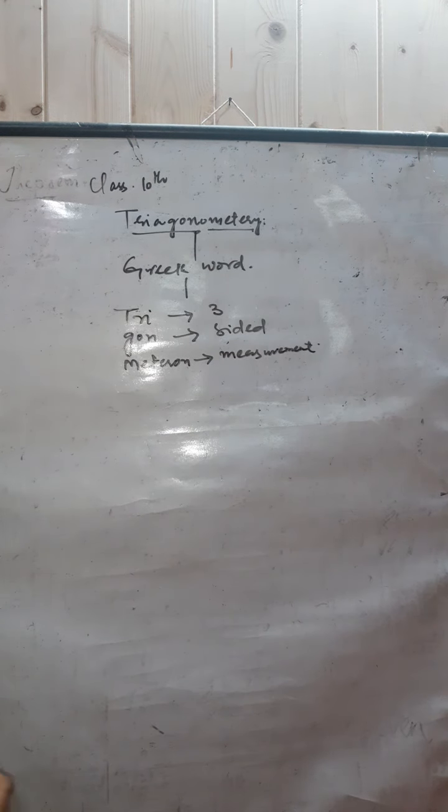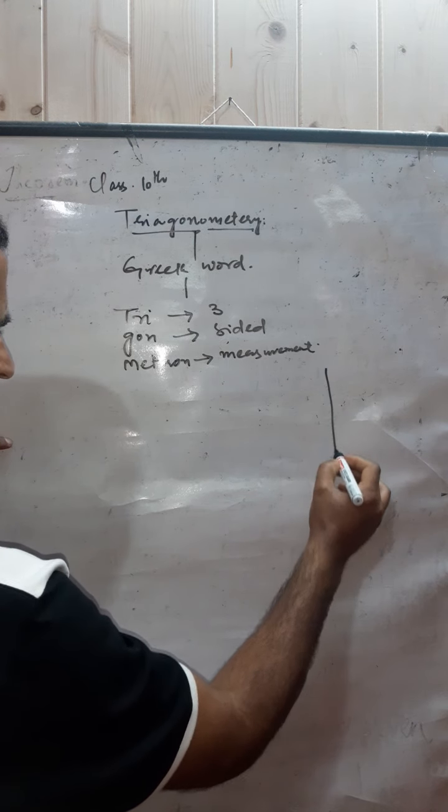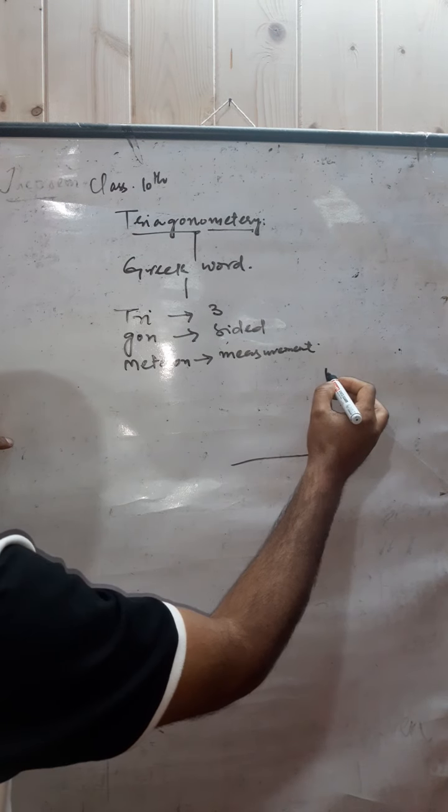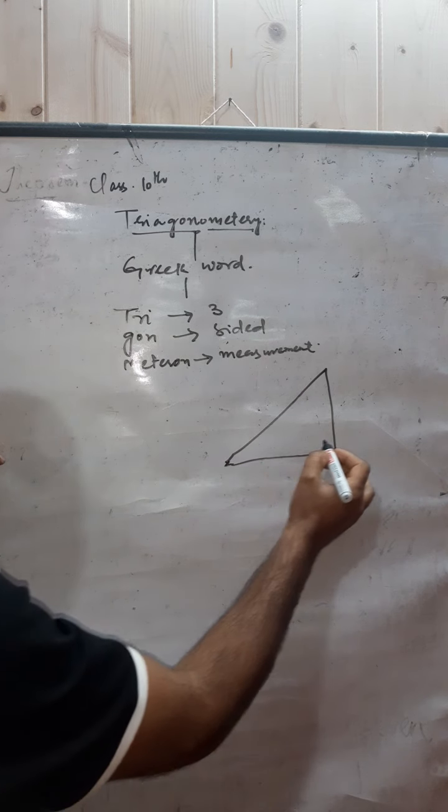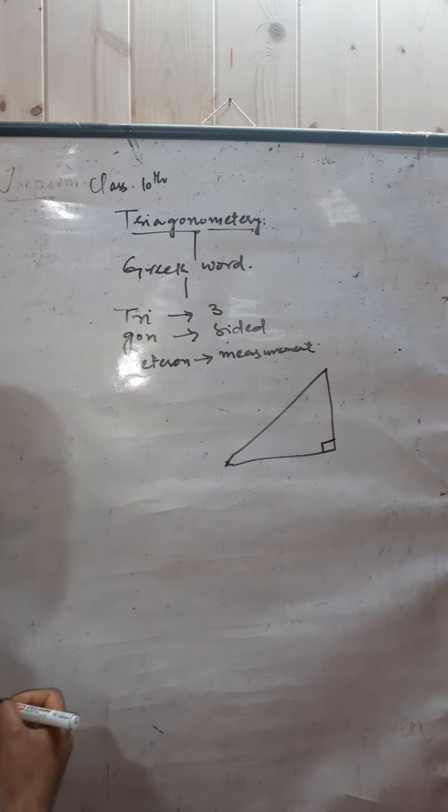So we can say in trigonometry we have to study the measurement of three-sided figures, and here we have to take a special three-sided figure that is known as the right angled triangle. In trigonometry we have to keep focusing on only one type of triangle, that is the right angled triangle.